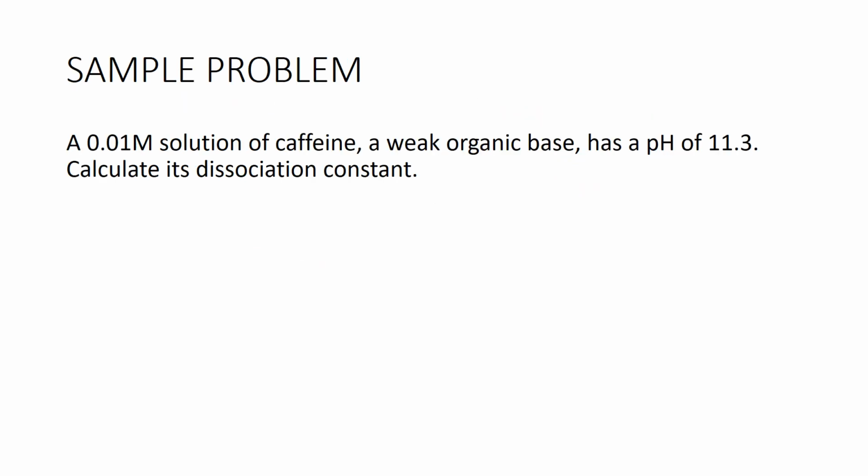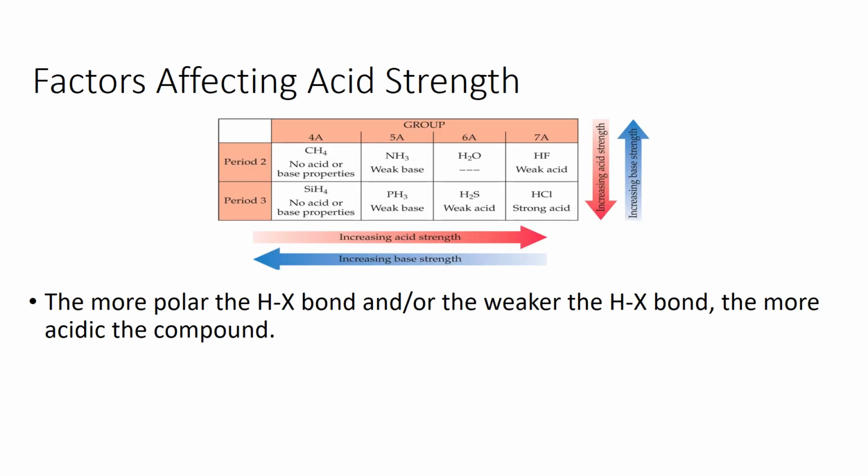Another example is also given there. You have a 0.1 molar solution of caffeine, a weak organic base, that has a pH of 11.3. Then you're asked to calculate the dissociation constant. Okay, so in this case you have pH. pH should help you to determine pOH. Then after determining pOH, you're supposed to get the concentration of OH, which will be equivalent to X, and from there we can now determine the dissociation constant.